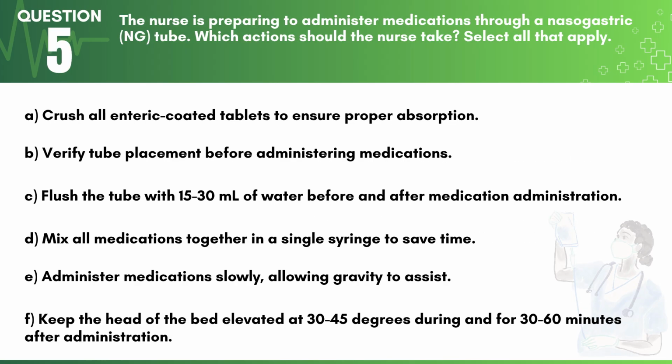Question 5. The nurse is preparing to administer medications through a nasogastric (NG) tube. Which actions should the nurse take? Select all that apply. A. Crush all enteric-coated tablets to ensure proper absorption. B. Verify tube placement before administering medications. C. Flush the tube with 15 to 30 milliliters of water before and after medication administration.